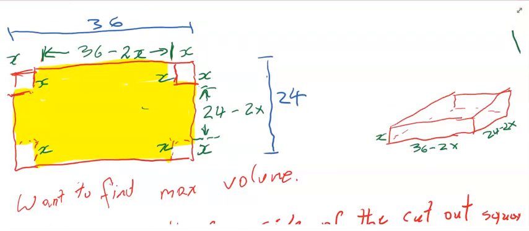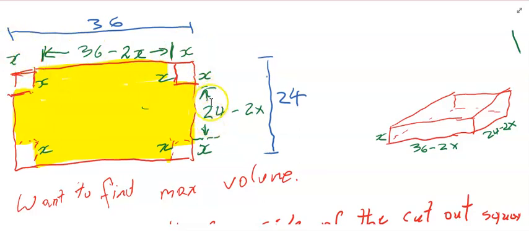First step, we want to go ahead and sketch a diagram of what this box might look like. So here's our 36 by 24 box, and if we cut out squares of side length x, 4 squares from each corner, on the length of that box we have 36 minus 2x, because we have an x cut out to the left and an x cut out to the right.